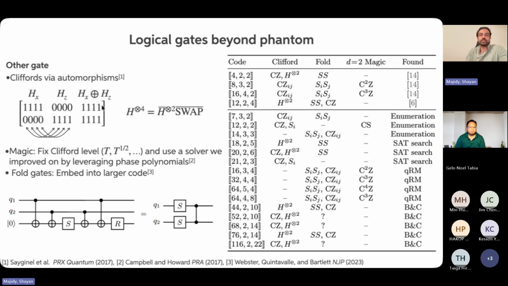The details of how we do each of these, and the pipeline for this, are all detailed in the paper if you want to use any of these methods.